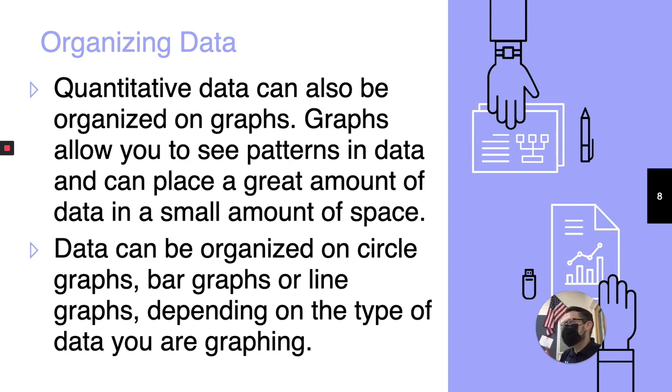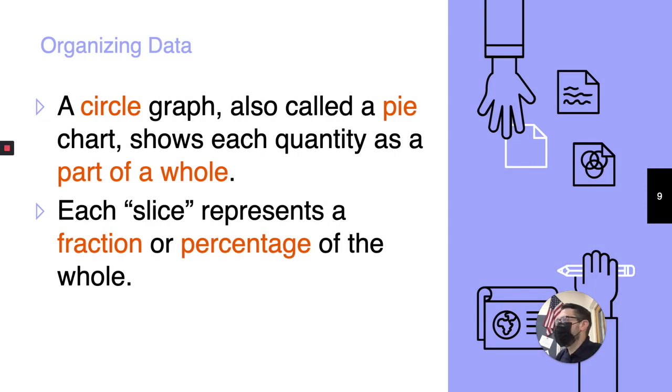Okay, so each graph, and you're probably familiar with all these different kinds of graphs, each graph has a specific kind of data that it's best used for. Okay. So the first one is what we call a circle graph. Another name for a circle graph is a pie chart, and you've probably seen these before. But specifically, a circle graph is designed to show quantities that are part of a whole. Okay. Meaning that if you can show that this measurement is part of a bigger measurement, then you could use a circle graph to represent that.